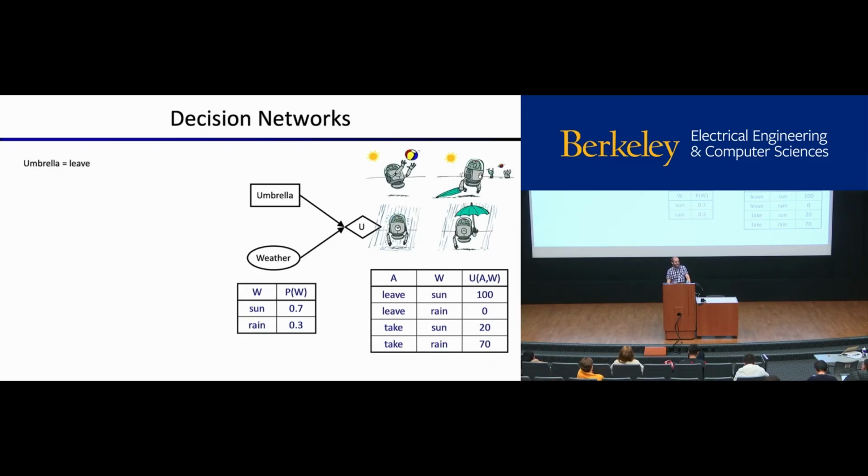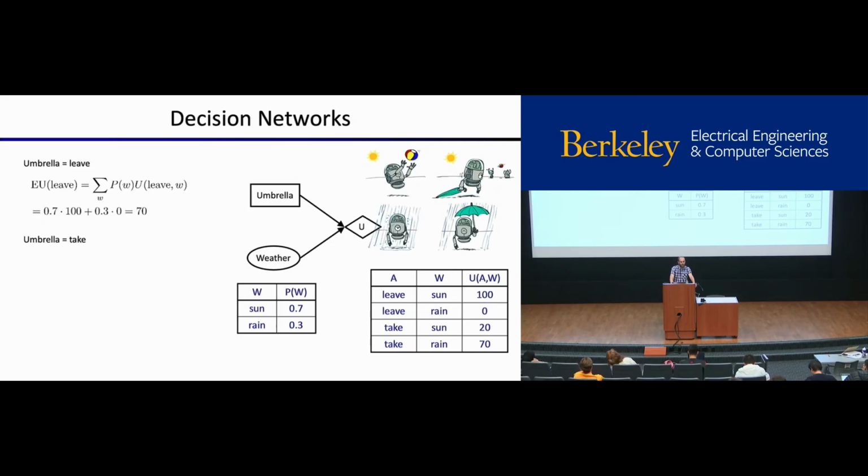So let's set umbrella equal to leave. And now we can say, what is the expected utility of leaving the umbrella? Well, we sum over all possible weathers of the probability of that weather times the utility of that being the weather when we have left the umbrella. So in this example, that's 0.7 times 100 plus 0.3 times 0, which equals 70. Any questions about how we calculated that expectation?